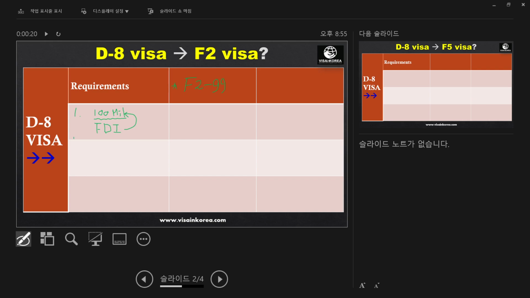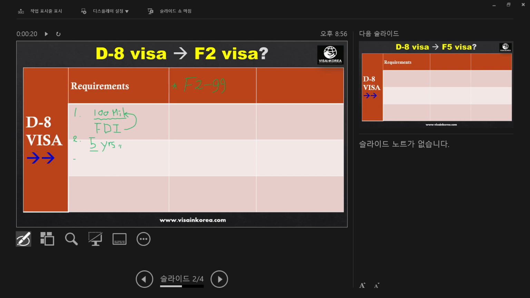Secondly, five years with the D8 visa. Previously, until 2019, if D8 visa holders wanted to change to the F2-99 visa, they had to wait until seven years, but it has been unified to five years.